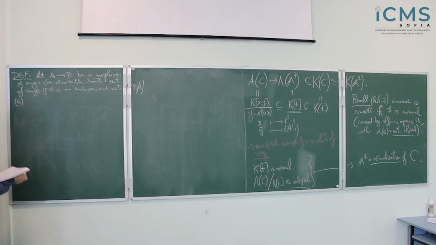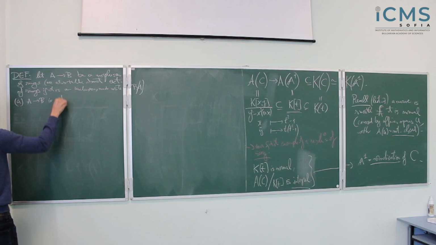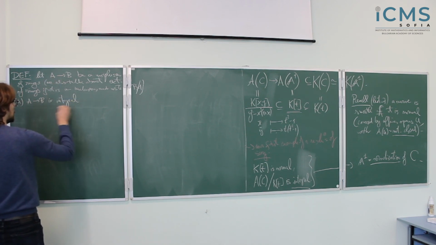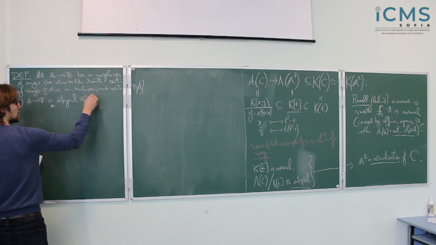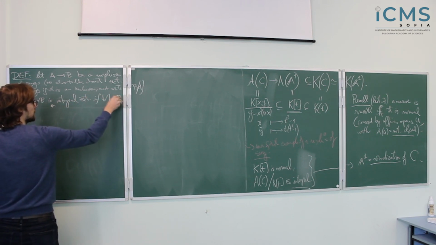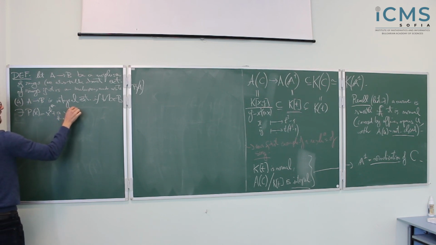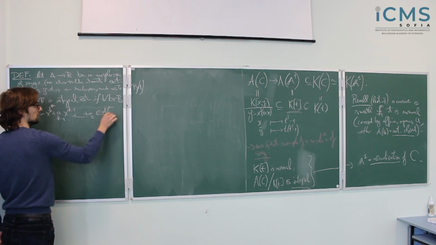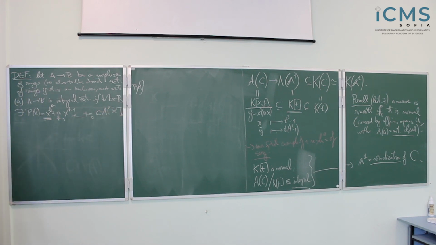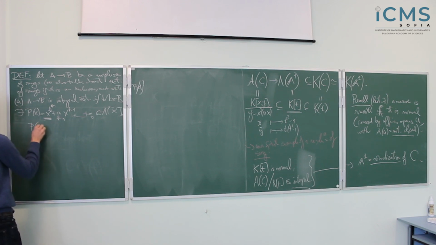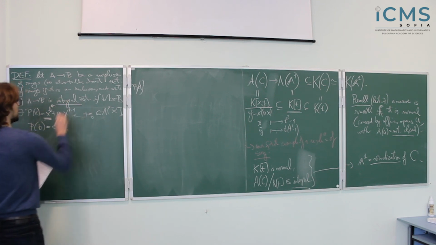So, we say that A to B is an integral extension if every element of B satisfies a monic equation with coefficients in A. So for every b there exists P of X, a monic polynomial, the important part being that it is monic, with coefficients in A, such that P of b is equal to 0. So this is integral.